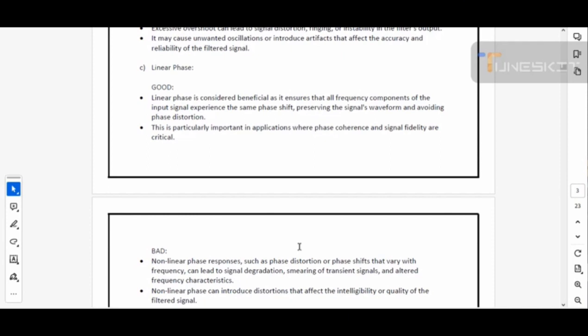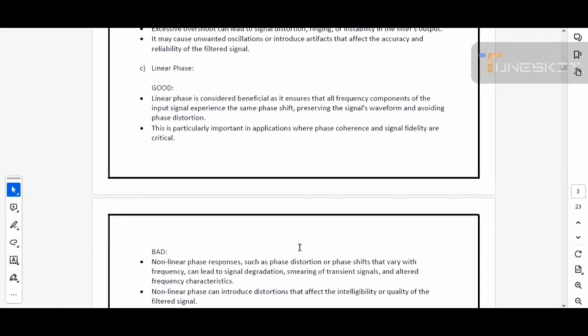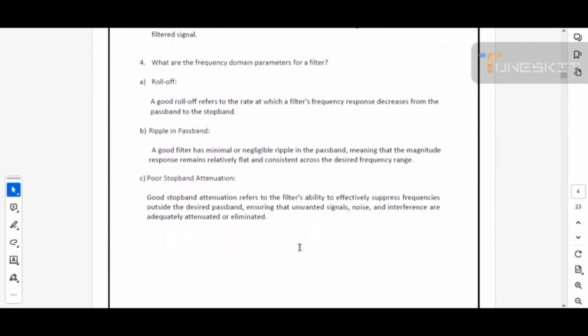Now the next is non-linear phase response, such as phase distortion or phase shifts that vary with the frequency, which can lead to signal degradation and smearing of the transient signal and all that. And non-linear phase can introduce distortion that affects the intelligibility and the quality of the signal.